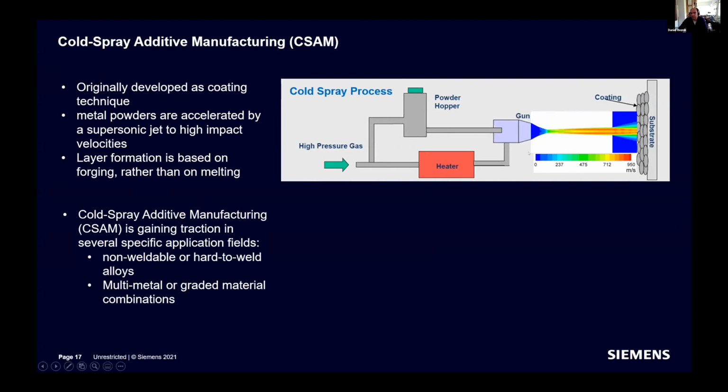So the metal powder components are accelerated with the accelerating gas flow and hammered on the substrate. So the layer formation in cold spray is mainly based on forging rather than on melting. And well, it has been introduced as a coating technique, but some people actually use it for additive manufacturing, especially if the alloy is non-weldable or hard to weld, because you don't weld it, you just forge it together. And it works quite well in some multi-metal or graded material combinations.